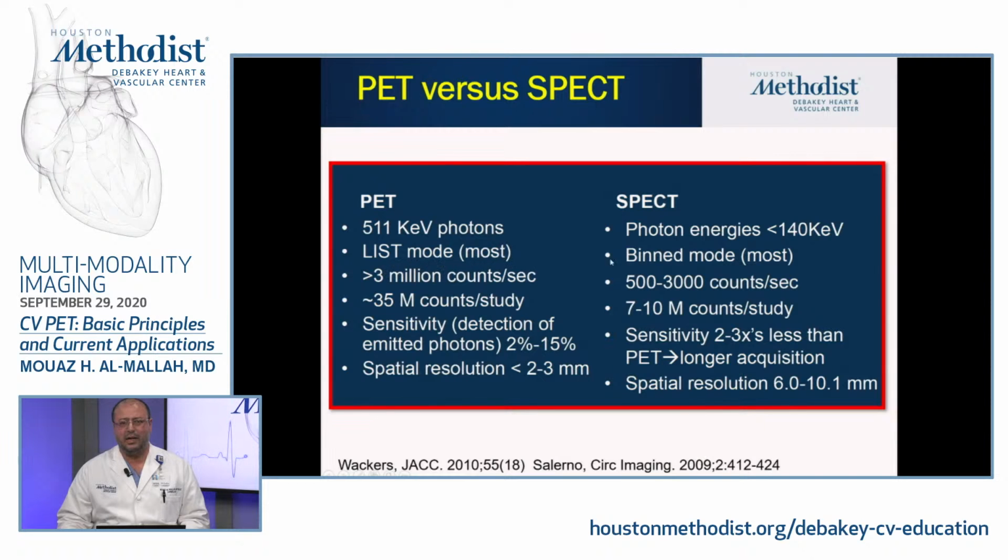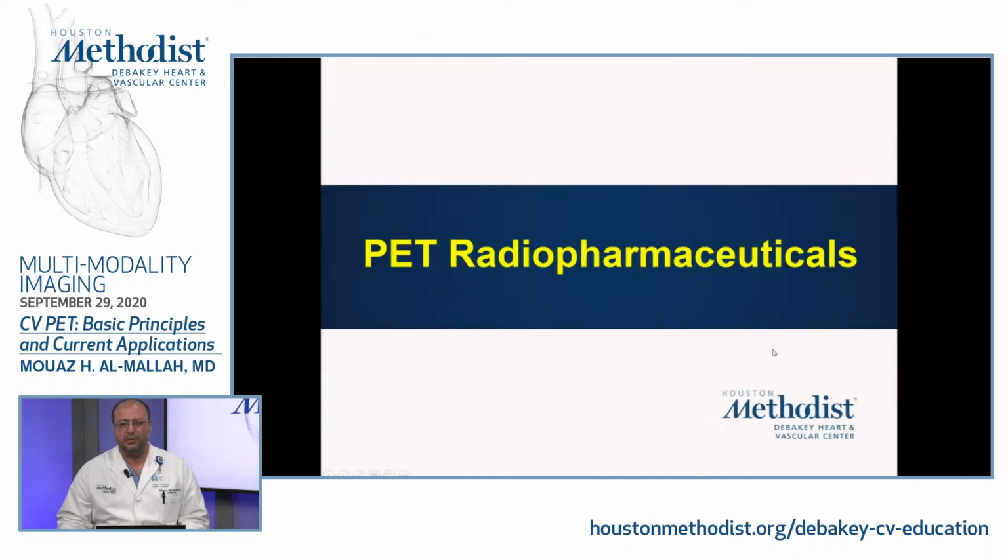You have way more counts than what you see in SPECT. A total study has almost 35 million counts or even more with the digital PET. With SPECT you have 7 to 10 million counts, so it's a little bit less in terms of counts and a little bit noisy. Spatial resolution very much depends on which radiotracer you have, but you could be reaching less than 2 to 3 millimeters with, let's say, F18, while with SPECT you're still going to be 6 to 10 millimeters, as you heard last week.